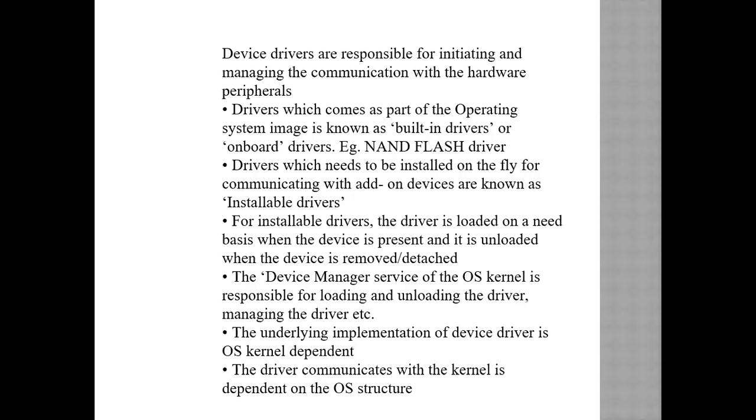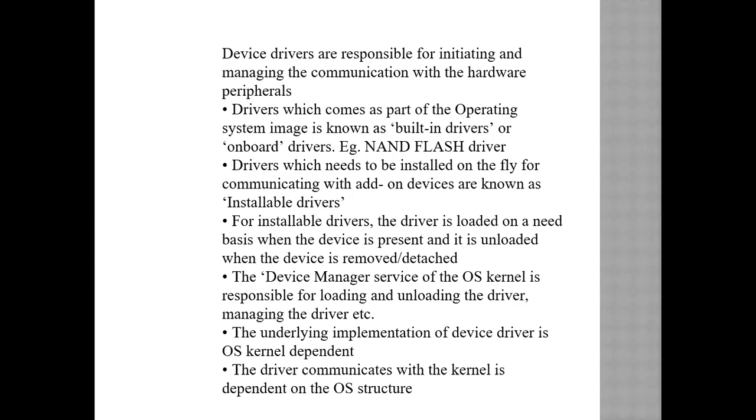The drivers which come as part of the operating system image are known as built-in drivers or onboard drivers. An example is NAND flash drivers. So these drivers are built into the operating system image and are available as onboard drivers. The NAND flash driver is an example we could quote.